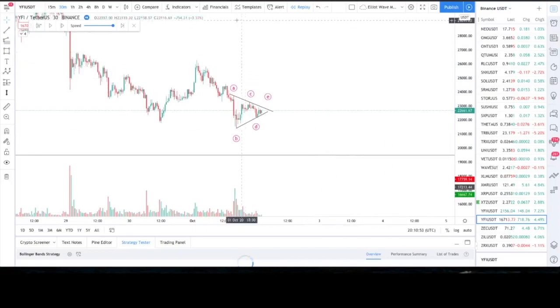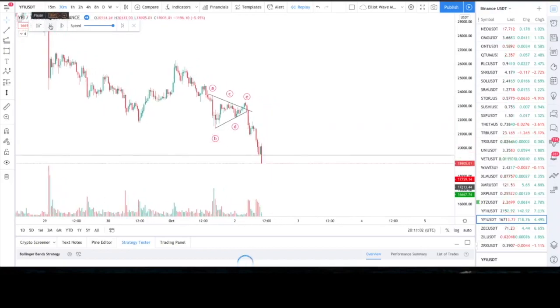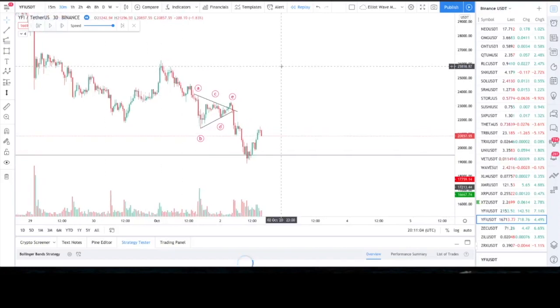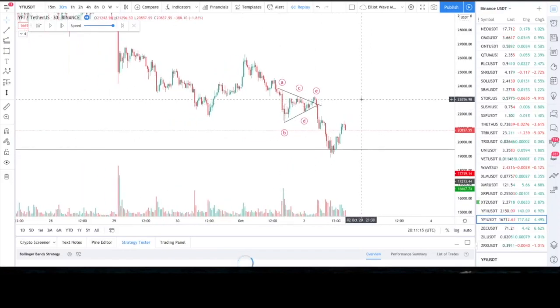If we play that on, E has broken, and then we've crashed through, and I don't need to draw that in to see that the target would have been pretty easily met. I think that's enough.